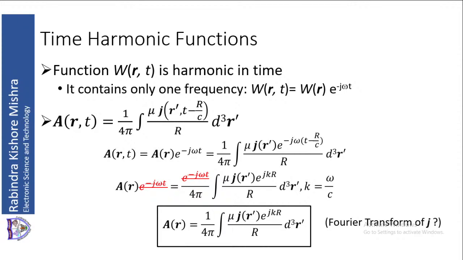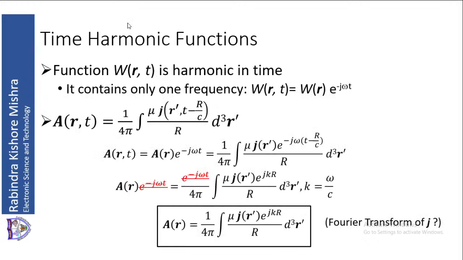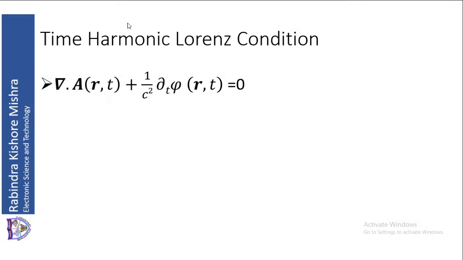Then integrated over r dash. If you look at this equation, this is similar to a Fourier transform of J. So A(r) can be represented from J in this manner. Similarly, we can find out phi(r) from rho.